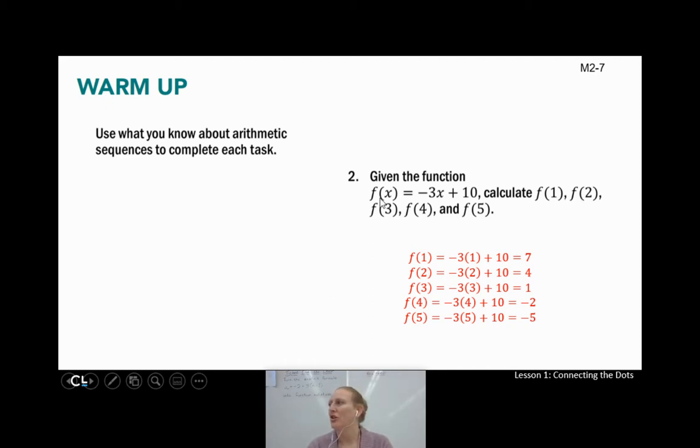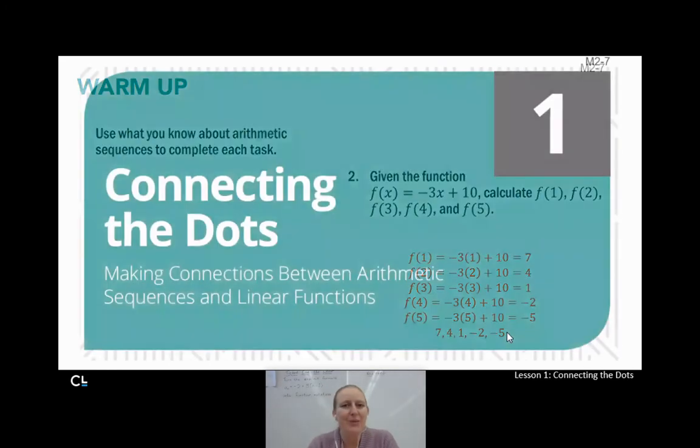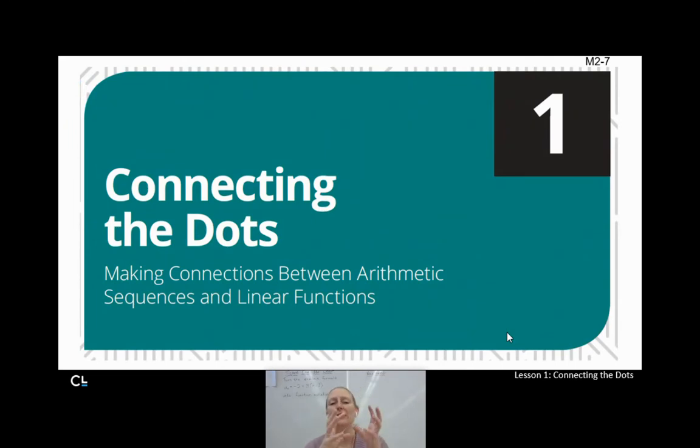There's your warm-up. So don't freak out over this. This just means plug in a 1, plug in a 2, plug in a 3, plug in a 4, plug in a 5. And in fact, I could put them all in order, just like an arithmetic sequence, right? I could say that's 7, 4, 1, negative 2, negative 5. You might see some similarities to our warm-up from last time. Definitely some similarities there.